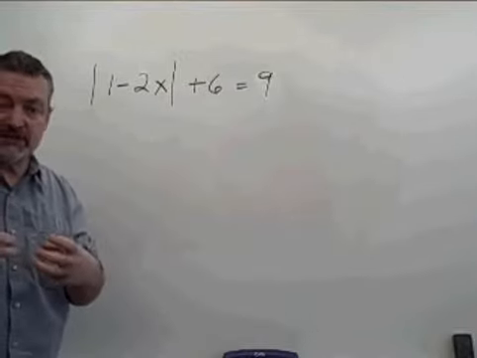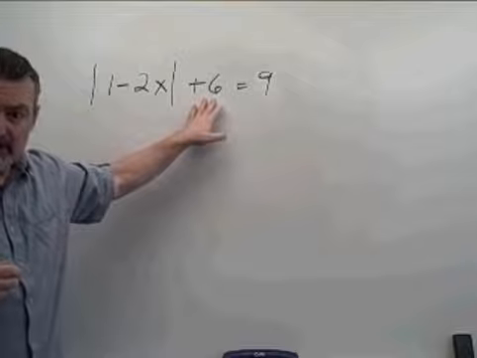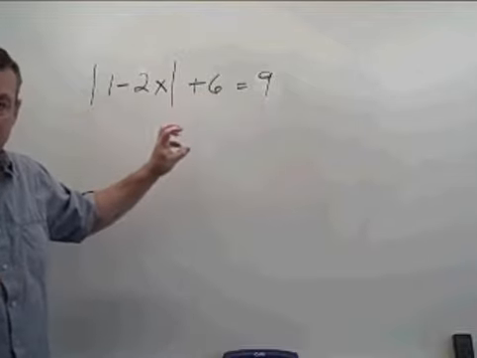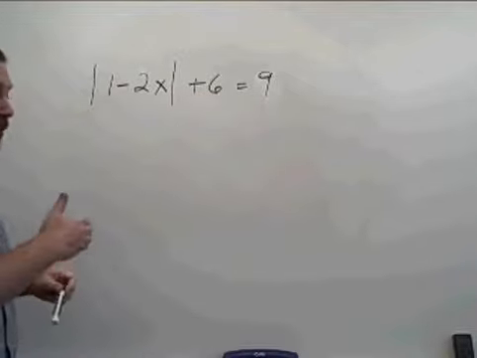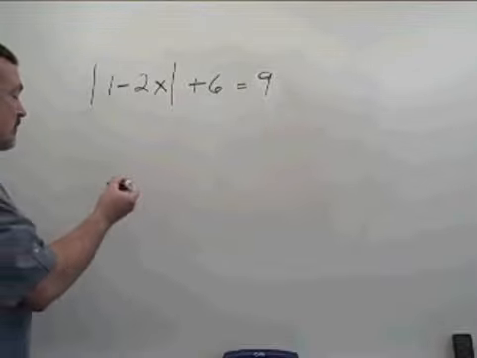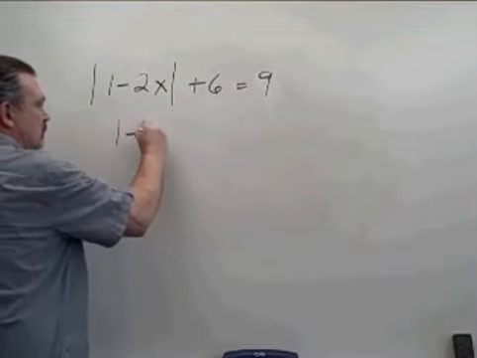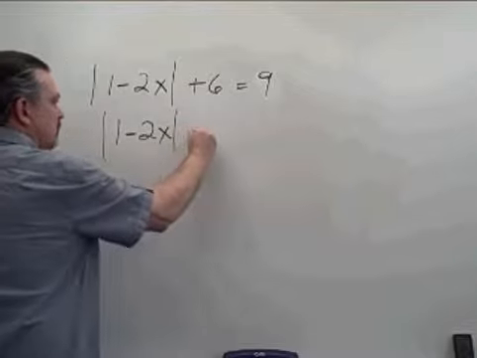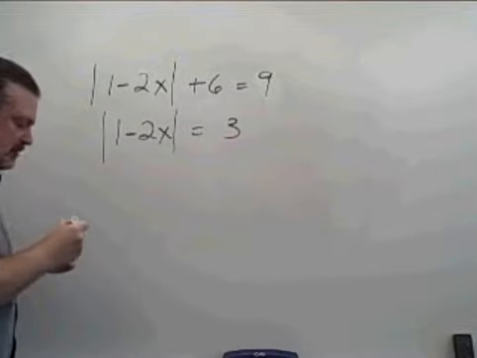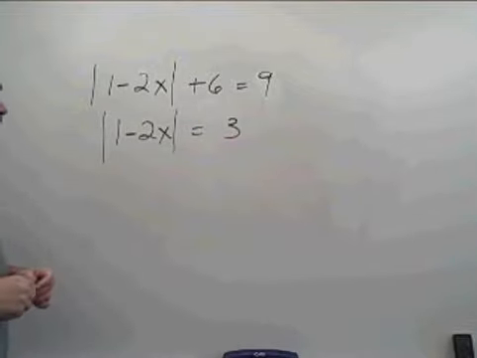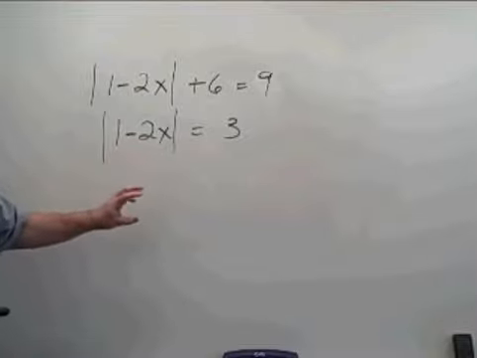So the first thing I need to do is get rid of the constant here so that I can isolate the absolute value expression. So I'll subtract 6 from both sides in order to do that. Subtracting 6 from 9 gives me 3. Now I can draw that conclusion.